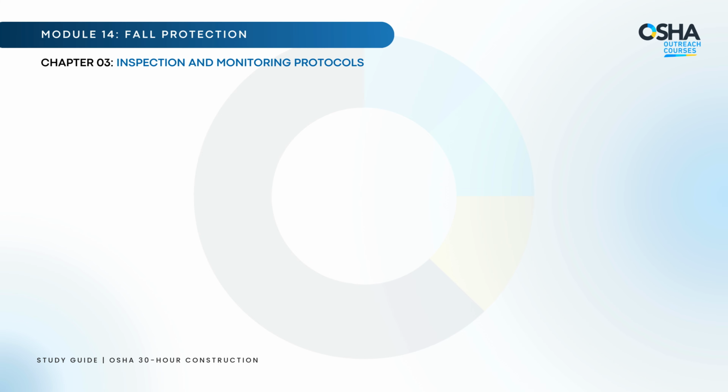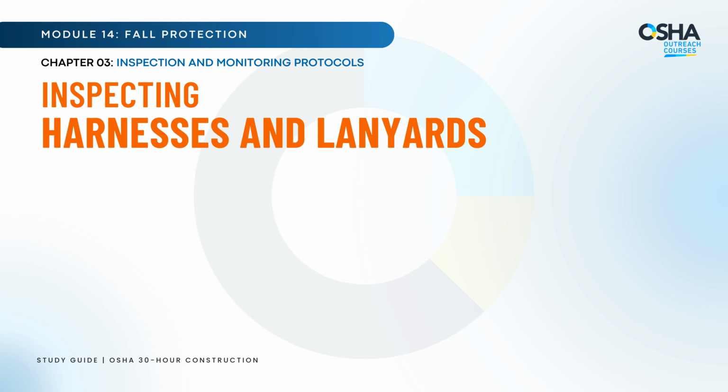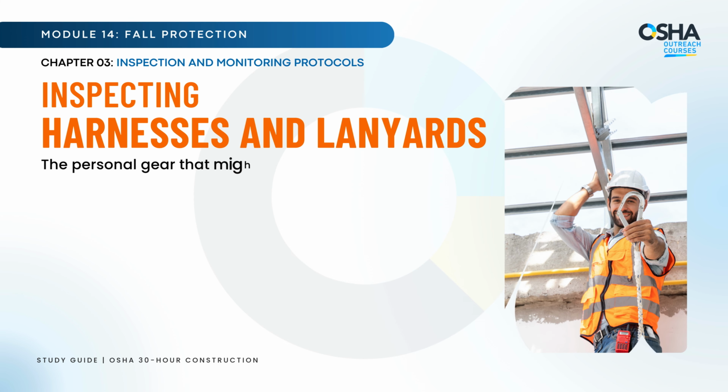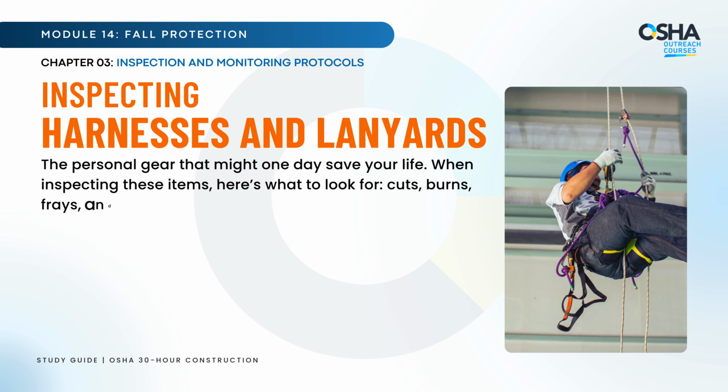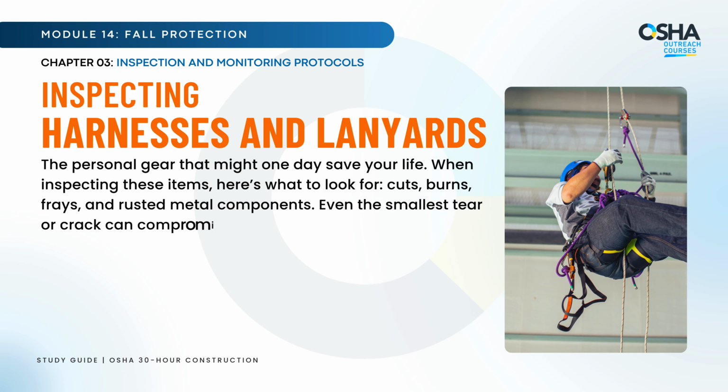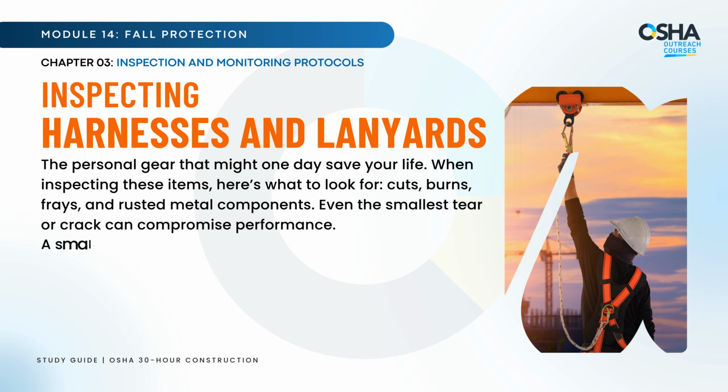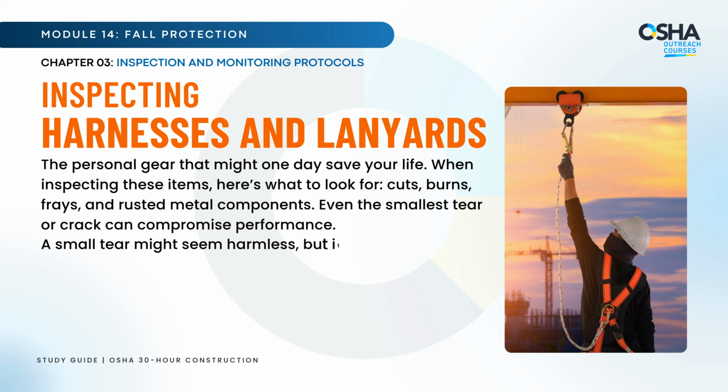Let's start with inspecting harnesses and lanyards. The personal gear that might one day save your life. When inspecting these items, here's what to look for: cuts, burns, frays, and rusted metal components. Even the smallest tear or crack can compromise performance. A small tear might seem harmless, but it can grow under stress and fail when it matters most.